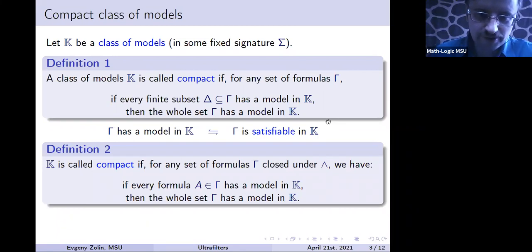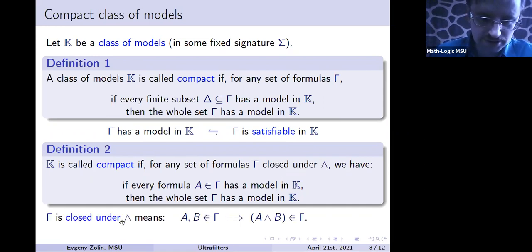There is a more convenient, but equivalent definition of compact classes. So we consider here any sets of formulas, and here we will consider sets of formulas that are closed under conjunction. Closed under conjunction means that if we have two formulas in gamma, then their conjunction is in gamma. Therefore, if we have finitely many formulas A1, ..., AN in gamma, then their conjunction with any parentheses is in gamma.